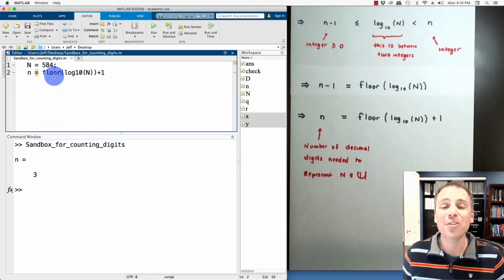This formula gets really interesting because right now I've actually written the exact form of this as an unsigned integer in decimal notation, but I could write this as a computational expression.